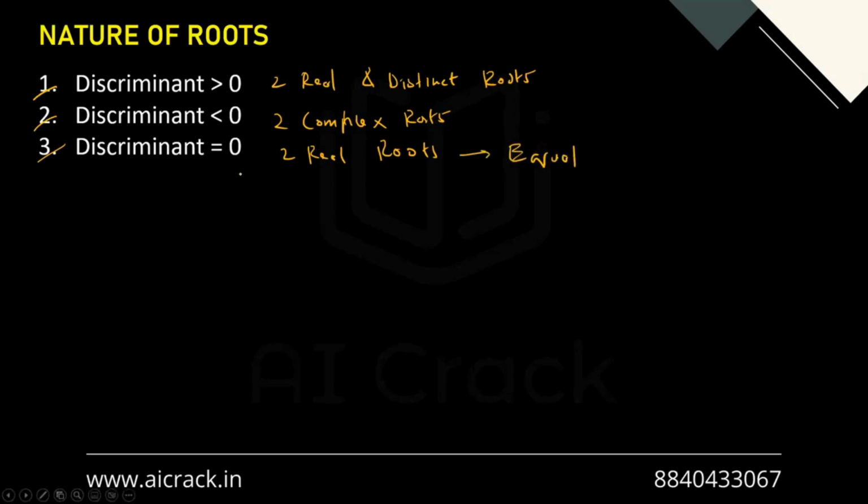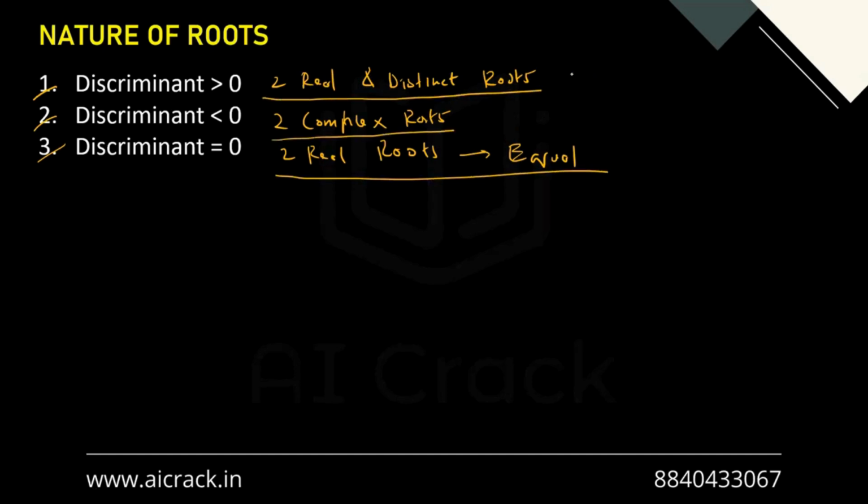In this case, ideally we can say that, okay, we have just one root, but technically we can say we have two real roots which are equal. In this case, we have two real roots which are distinct. In this case, we have two complex roots. So in these two cases, the first one and the third one, we have real roots.